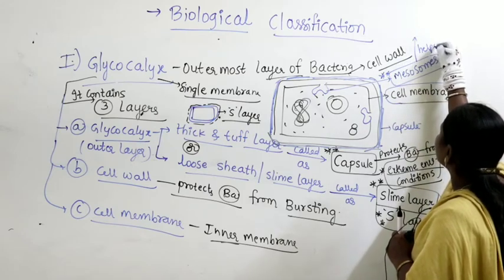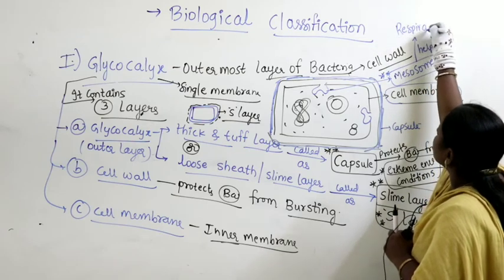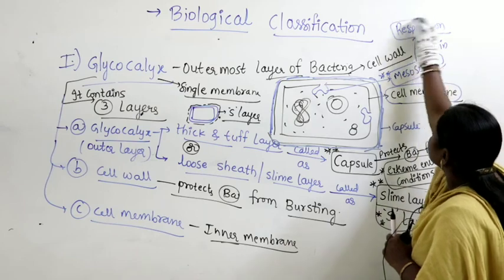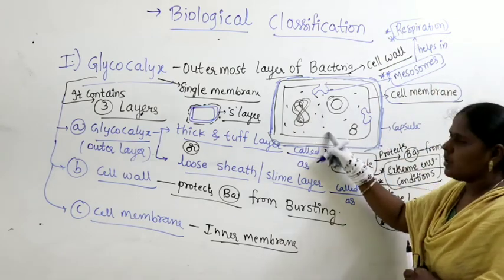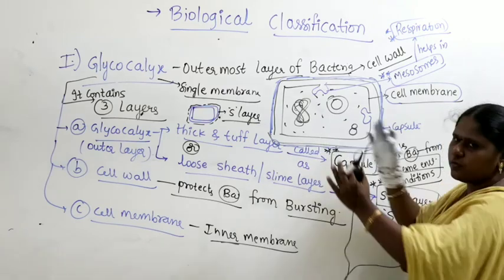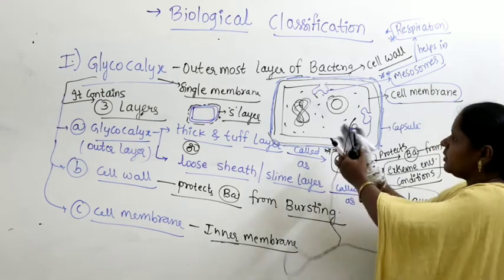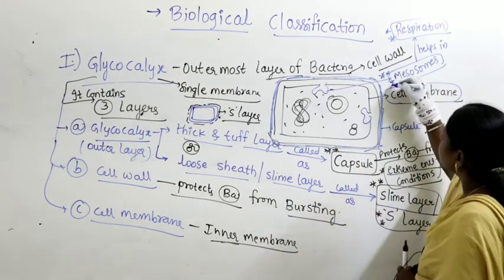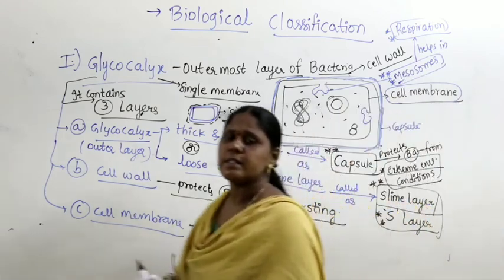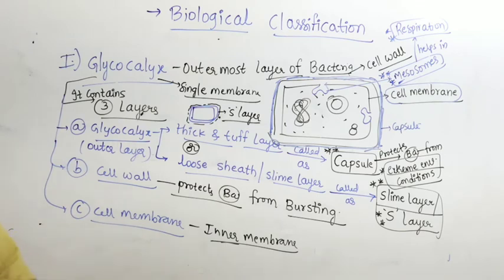Mesosomes help in respiration. They play an important role in respiration. Not only that, the formation of the cell wall septa at the time of division, DNA replication, and separation of daughter cells are all functions of mesosomes. Once again we are going to discuss mesosomes at the time of cytology. So, in cytology we can discuss mesosomes.